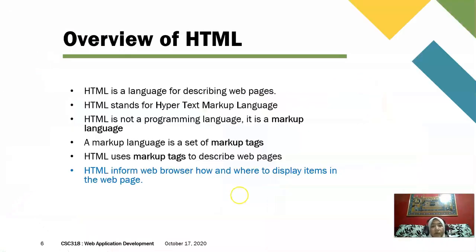This is the overview of HTML. As I mentioned, HTML is a language for describing web pages. It stands for Hypertext Markup Language. It is not a programming language. It is a markup language, or we call it a scripting language. If you want to create HTML, you need to have markup text. So what is markup text?